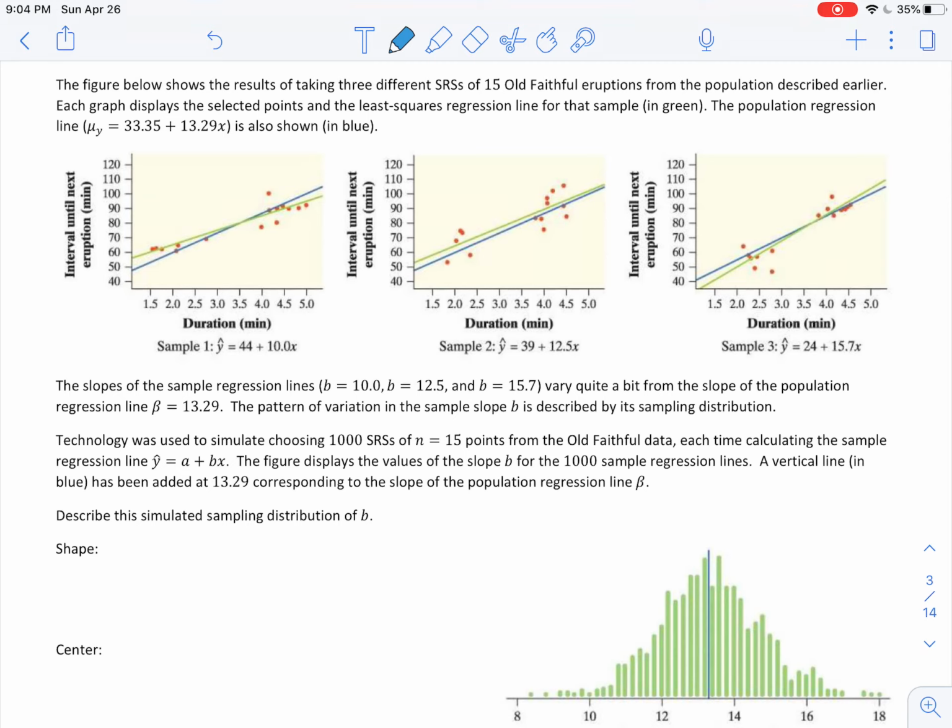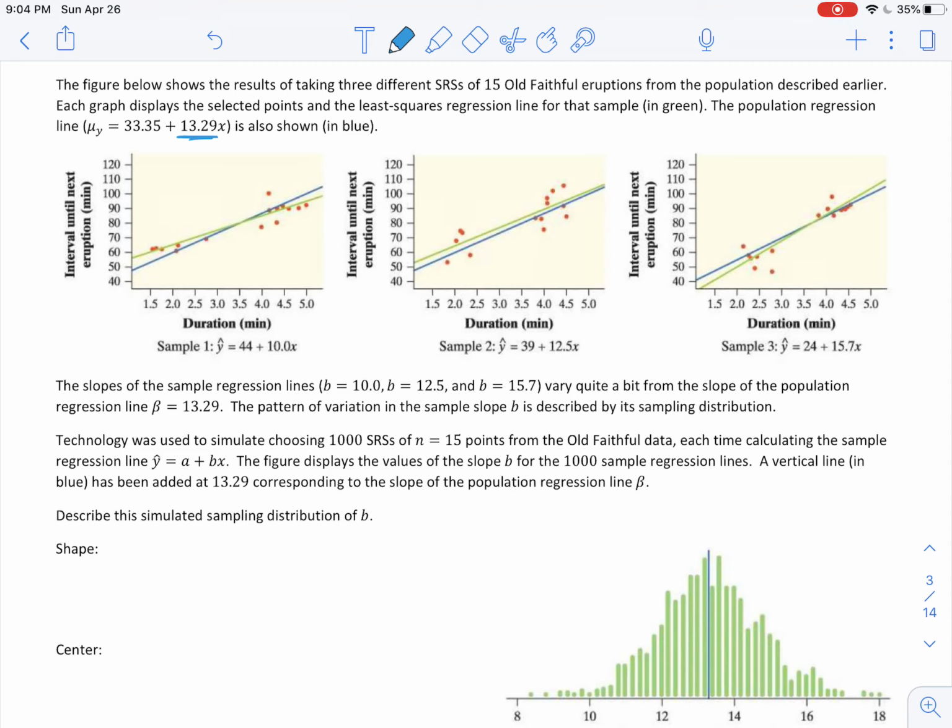So this is an estimated sampling distribution of the sample slope because it's not every possible combination. So this is 3 possible different simple random samples of 15. Each graph displays the selected points and the least squares regression line for that sample. The green is the sample. The population, which we know because we have all 263 population eruptions, is shown in blue.